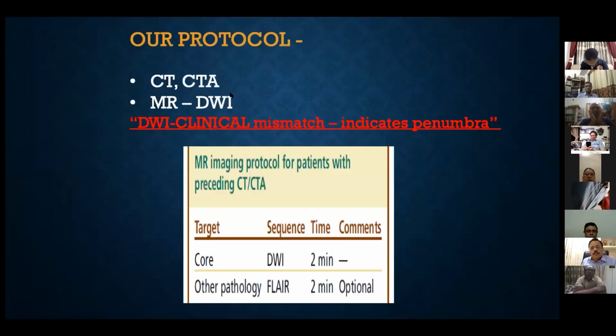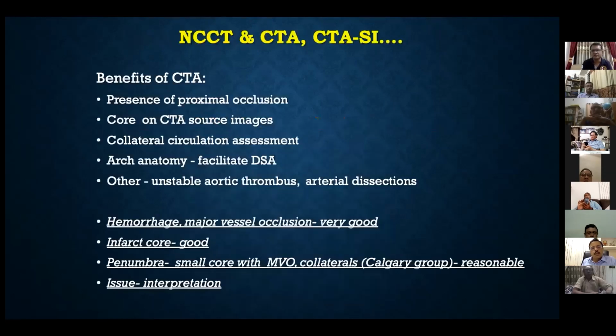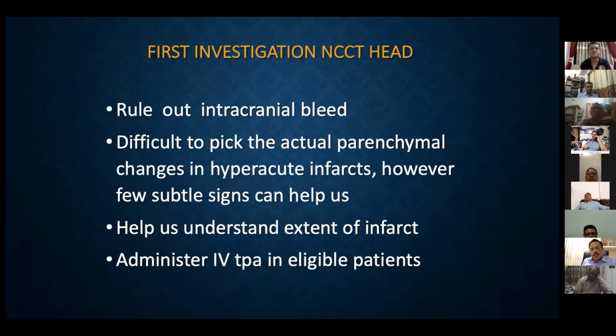As I mentioned, this is our protocol. We do a CT and CTA, and then quickly in 2 minutes we get a DWI lesion. And whenever there's a DWI clinical mismatch in our department, we say, okay, there is a penumbra. And on CTA, if we have seen a major vessel occlusion, then we go ahead with intervention. CTA is very, very good. I will just skip these slides because it really helps us to see the whole arterial tree and make a quick decision.